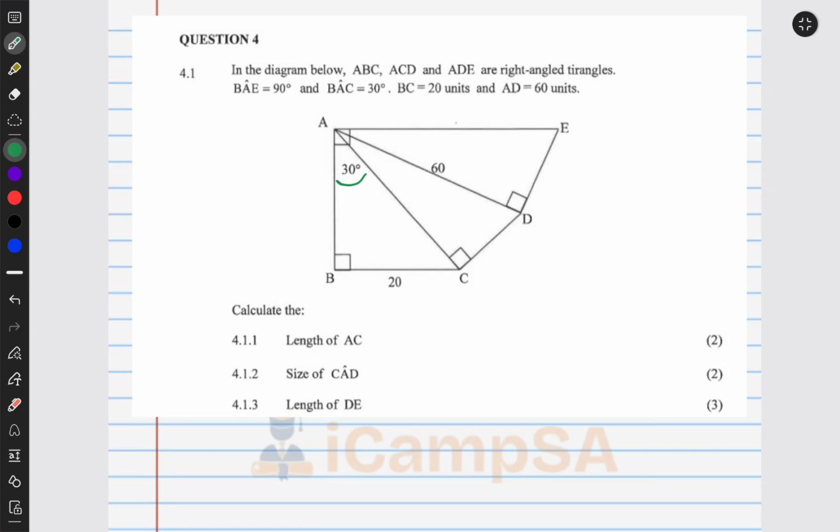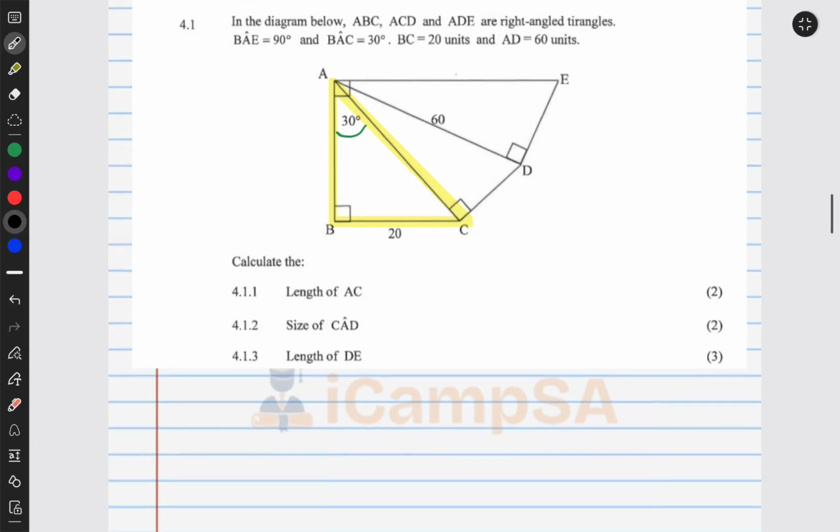First things first, we are asked to calculate the length of AC. And what do we have? We'll start by focusing on triangle ABC. We have an angle of 30 degrees and an opposite side of 20 units. In that right-angled triangle, AC is the hypotenuse. So we have a side opposite to the angle, and we're looking for the hypotenuse, so which trigonometric ratio are we supposed to use to solve for side AC?